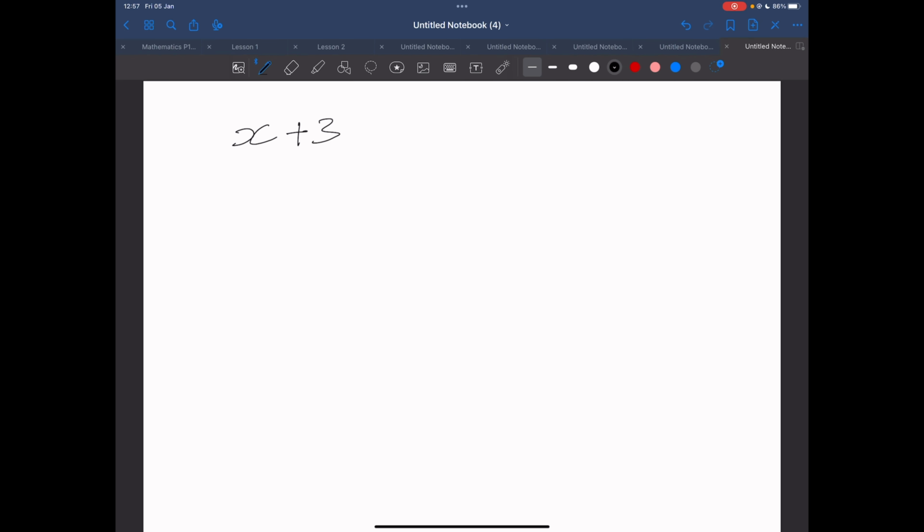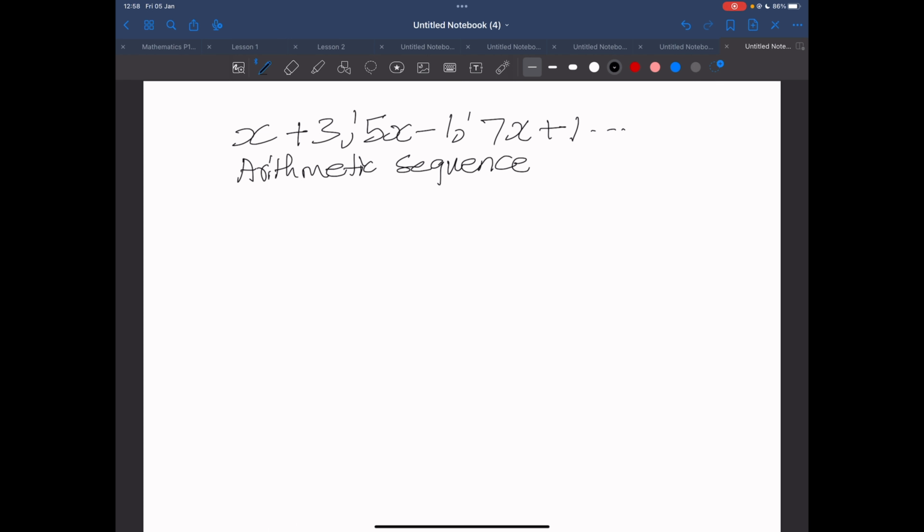We are given x plus 3, 5x minus 1, 7x plus 1. They say these are the first 3 terms of an arithmetic sequence, and we want the value of x. In order to get the value of x, we are going to use that common difference. That's why we use the D.